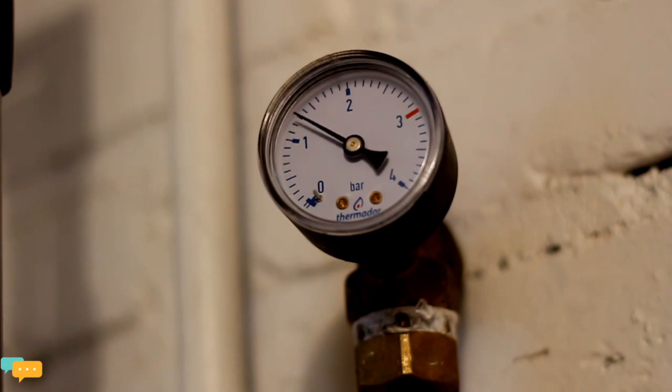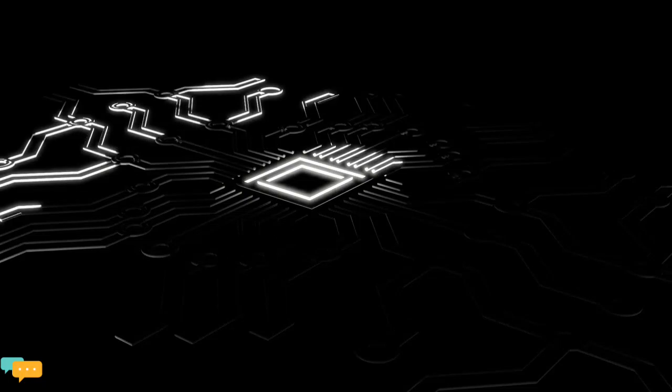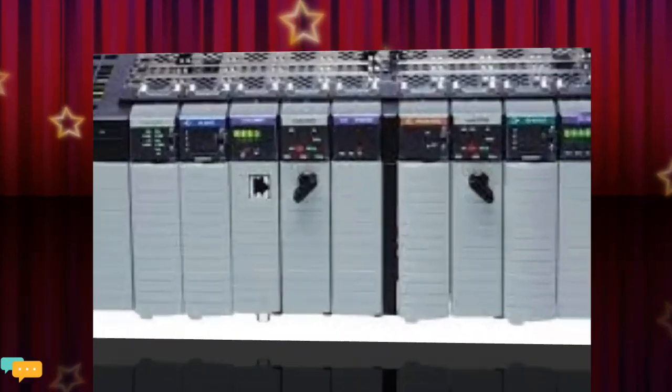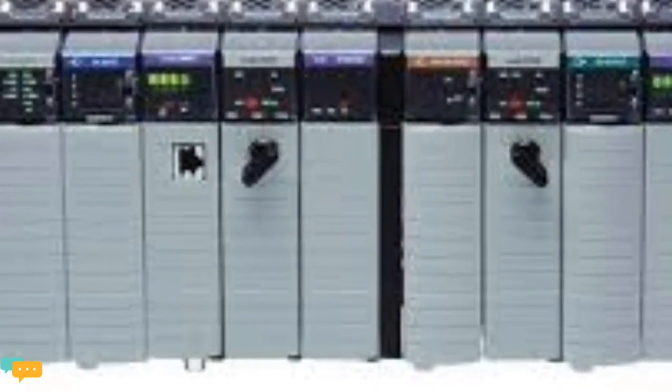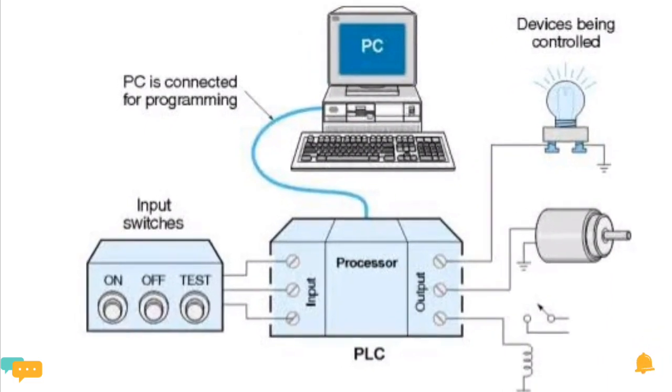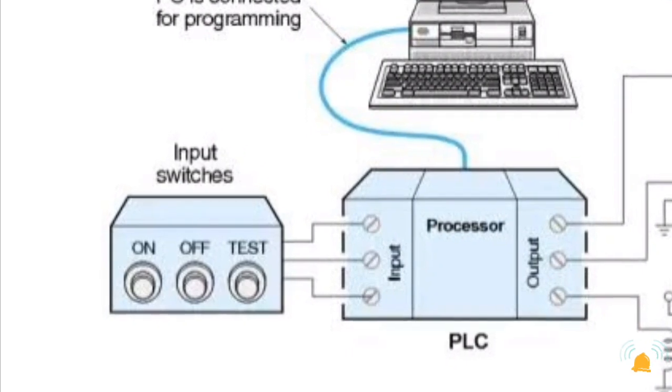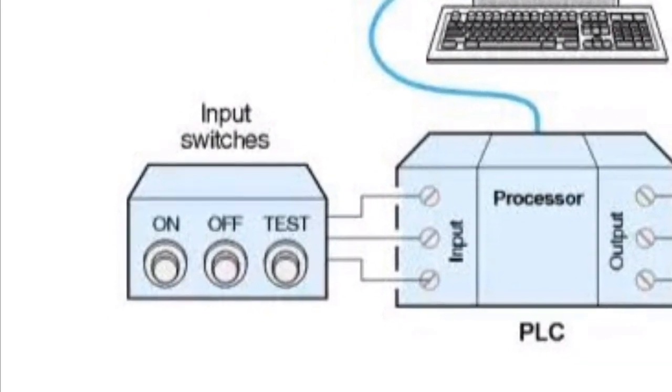PLCs offer flexibility, reliability, and ease of programming, allowing for quick reconfiguration and modification without requiring hardware changes. They can interface with other systems and devices through various communication protocols, making them an integral part of modern industrial automation systems. In summary, PLCs are computer-based control systems used in industrial automation to monitor and control machinery and processes. They play a crucial role in improving efficiency, productivity, and safety in various industries.